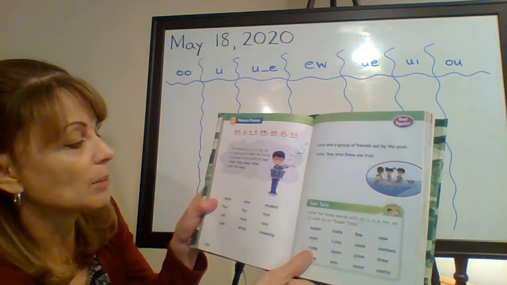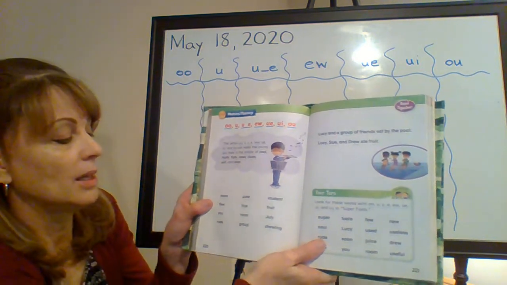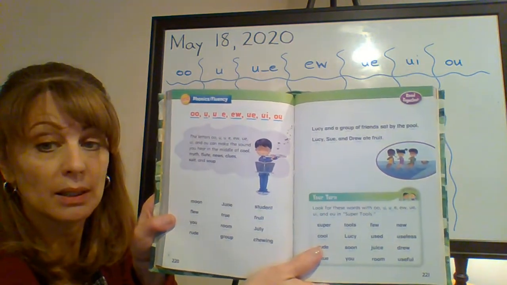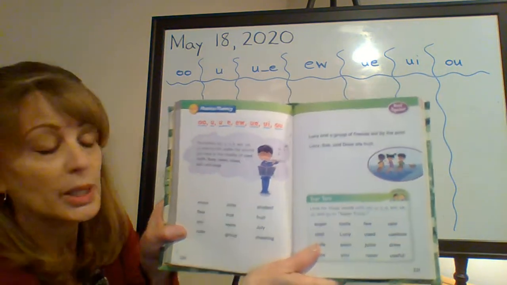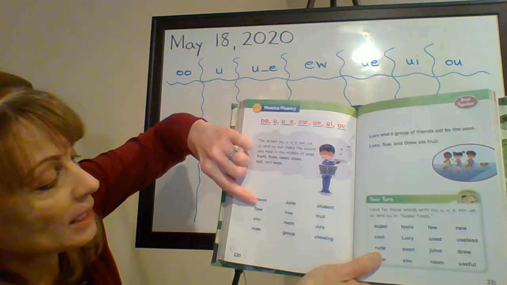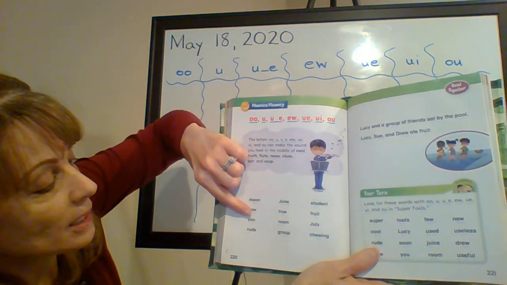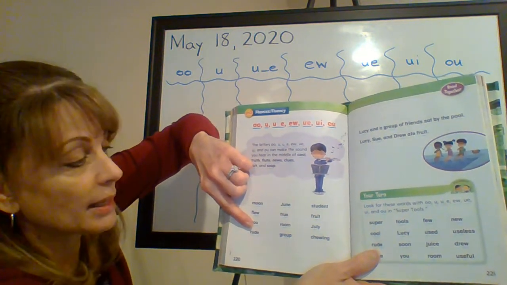Look at the words down below. Repeat after me. Moon, flew, you, rude. And you can see just from those 4, we have the O-O spelling, the E-W spelling, the O-U spelling, and the U consonant E spelling.